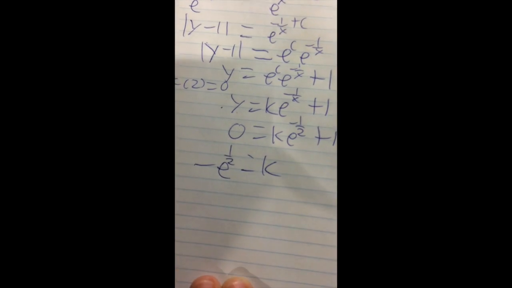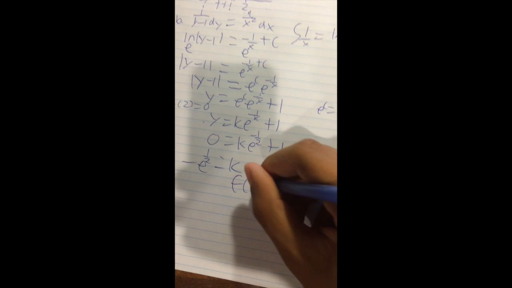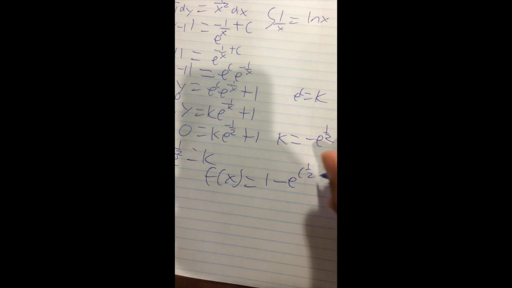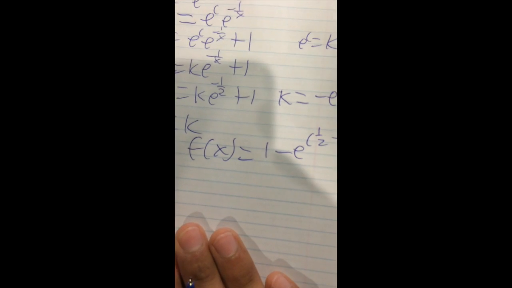So once we know that, we can plug everything back in and get f of x equals 1 minus e to the (1/2 minus 1 over x). And that's part B.